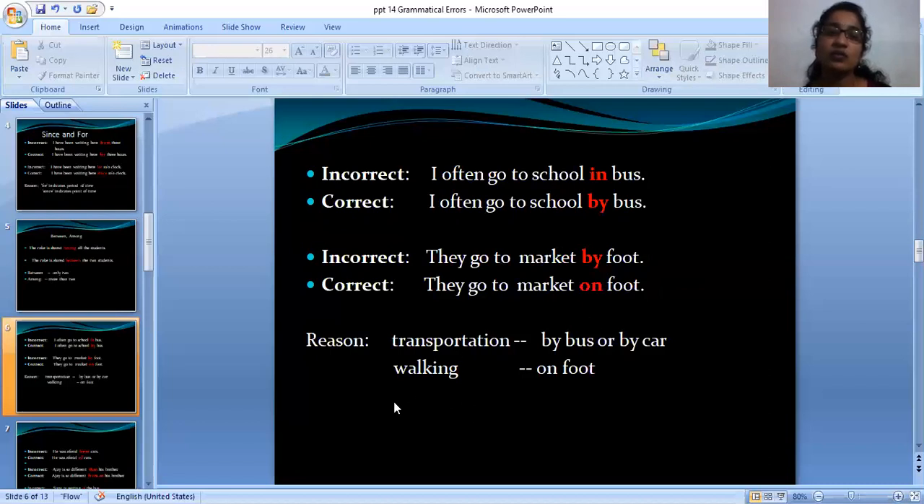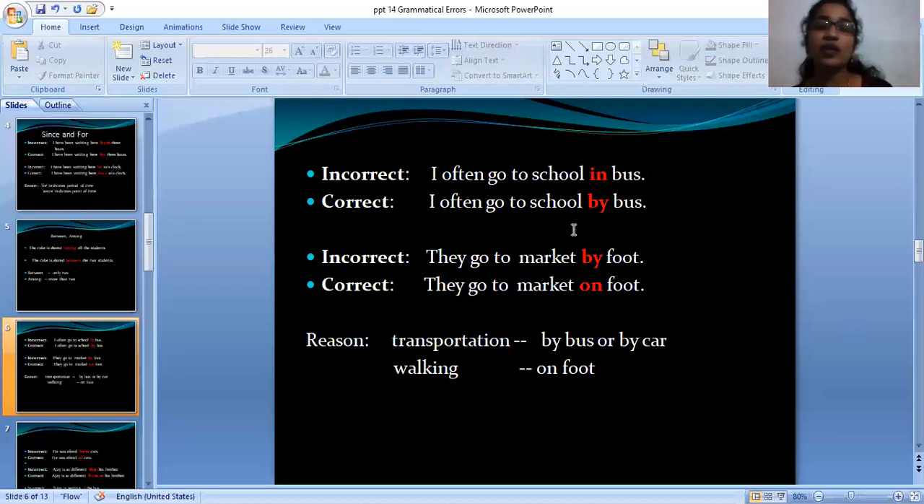If it is just walking, then you have to use on foot, right? So when you use any vehicle or any means of regular transportation, the preposition to be used is by. So that's why the sentence is I often go to school by bus. But if it is just walking, you have to say it as not by walk or something. Yes, most of the students use it like that, but that is a wrong usage, right? You have to say I often go to school on foot, not by walk.